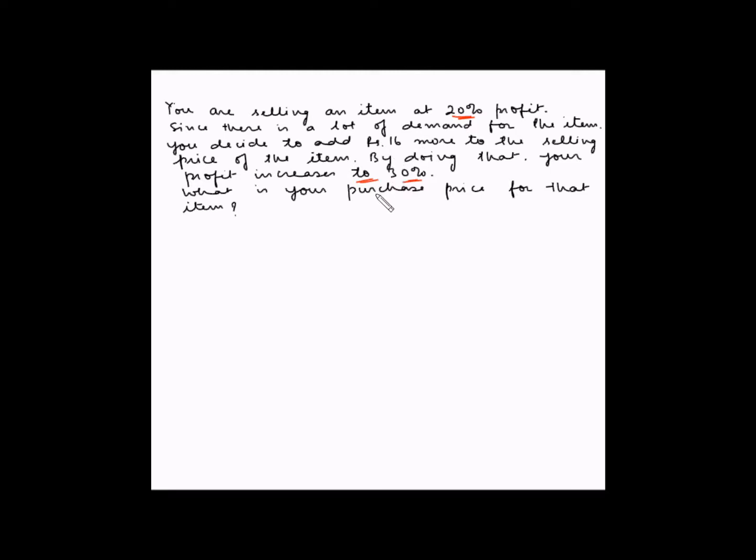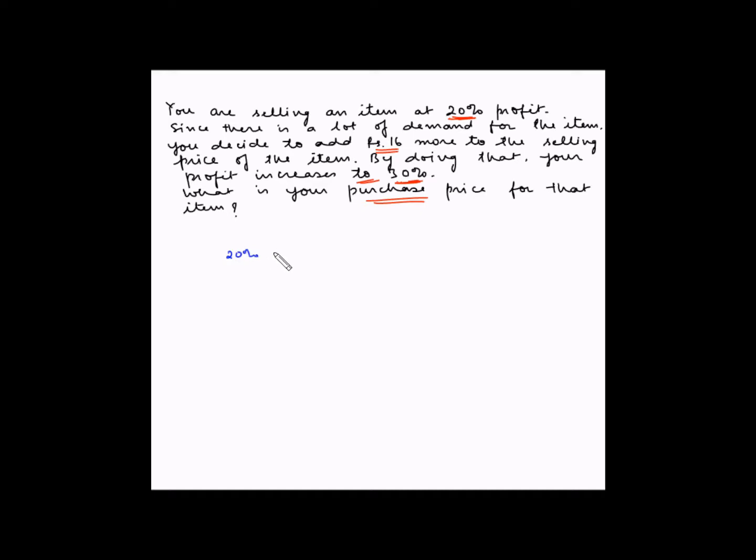With this information, we have to find out the purchase price for that particular item. We have been given the existing profit percent, which is of course expressed in terms of the cost price. We have been given the increase in price in terms of rupees, and we have been given how much our new profit becomes with this increase. If we try to build a relationship between the information that has been given, we'll realize that we have the following information.